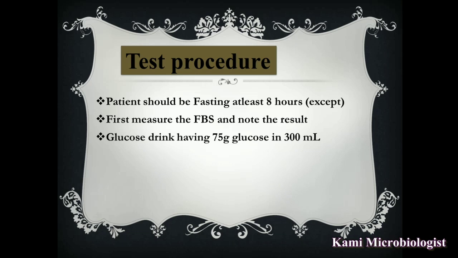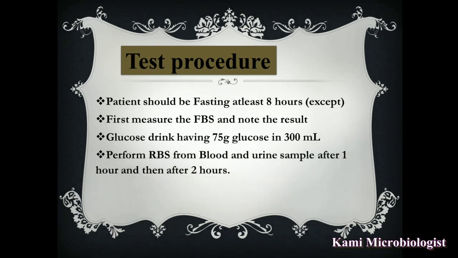The drink should contain 75 gram glucose in 300 ml distilled water, or 300 ml tap water. So you have to mix 75 gram glucose, and then you give it to the patient. Okay, then what will you do?